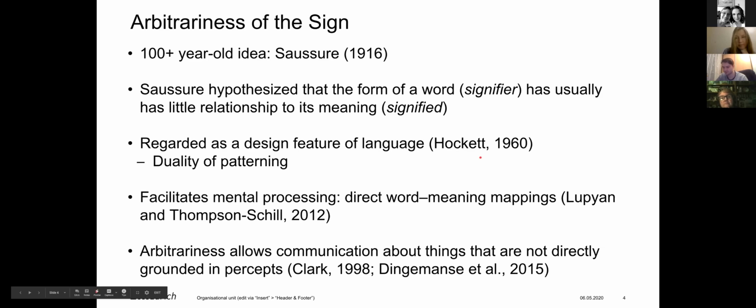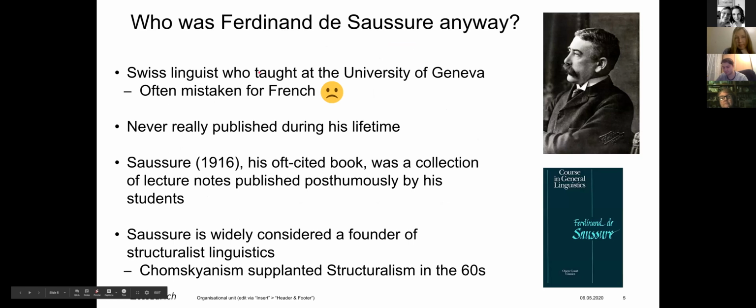Okay, so Saussure was Swiss. He's often mistaken for French, but he was Swiss, and he taught at the University of Geneva. And he's widely considered the founder of structuralist linguistics.